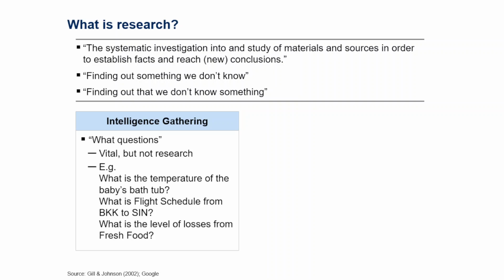So for example, what is the temperature of the baby's bathtub? Right? Very important. When you have a baby, you have to measure the temperature. It should be around 37 degrees so that the baby feels well. That's very important, but this is not research.